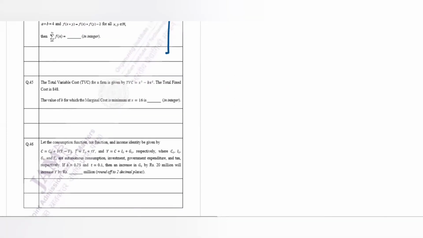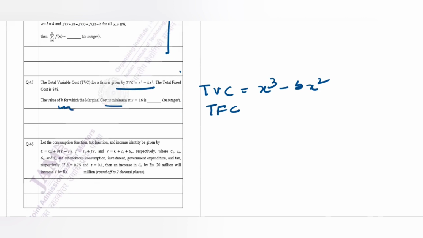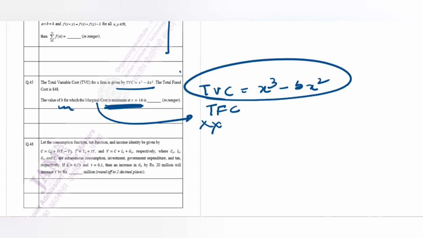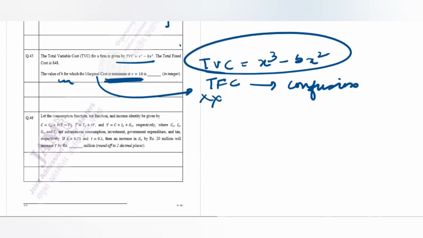And this question is simply a maths question, very, very simple question, nothing difficult here. You're given the total variable cost. We'll do these questions in detail, but today we are just analyzing the paper. You're given the total fixed cost. And then it says for what value of X marginal cost is minimum. And we know marginal cost has got nothing to do with fixed cost, right? So this is just given for confusion. Otherwise, it's a simple question.